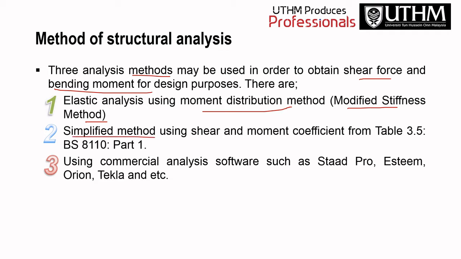And number 2 is the simplified method using the shear force and bending moment coefficients from Table 3 in BS 8110 Part 1. It gives you standard data for you to calculate with. And number 3 is using commercial analysis software such as StaadPro, Strand, Orion, Tekla, and so on. So by using the software, you can key in the values and the spans and so on, then you will come up with the envelope.